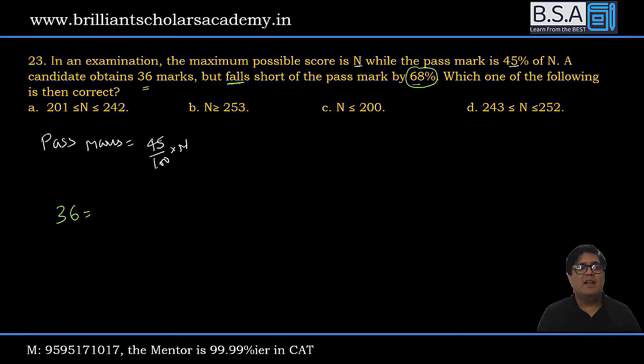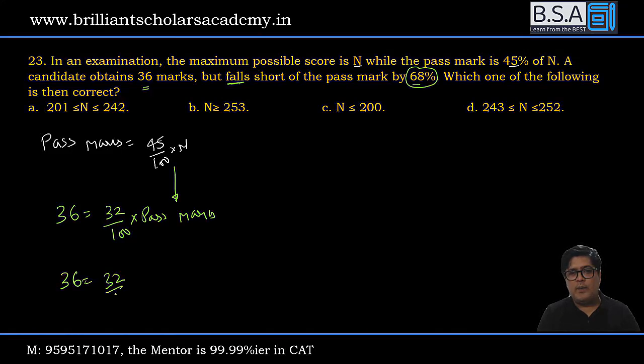That means this person is scoring 32% of pass marks. Can I say pass marks ka value when I bring it here? 36 is equal to 32 upon 100 into what are pass marks? 45 upon 100. तो सीधा मैक्सिमम मार्क्स मिल गए, इनमें से एक आंसर आ जाएगा कि n का वैल्यू कितना है.